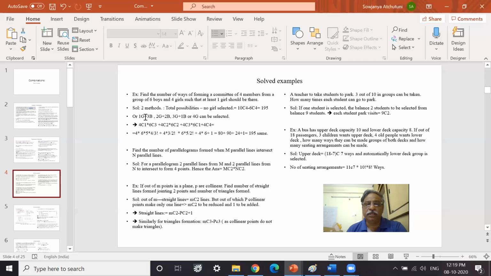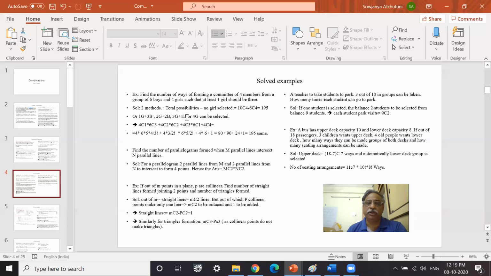I can have 1 girl, 2 girls, 3 girls, or 4 girls, because there are a total of 4 girls here. So 1 girl means there will be 3 boys. 2 girls means 2 boys left over.